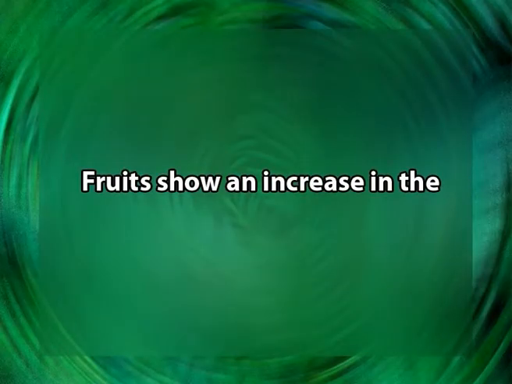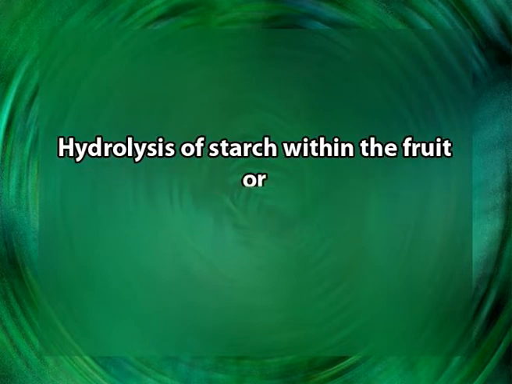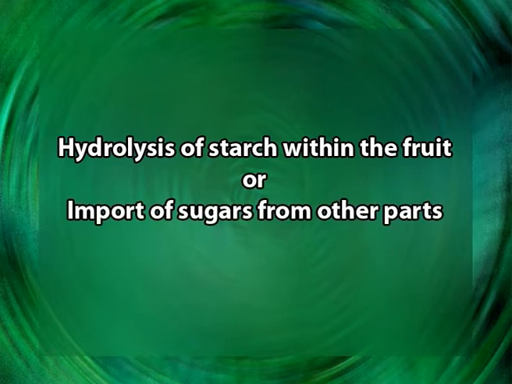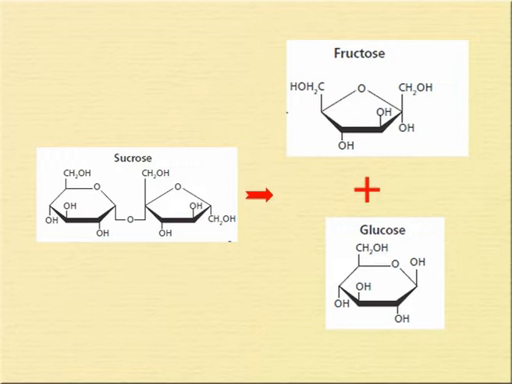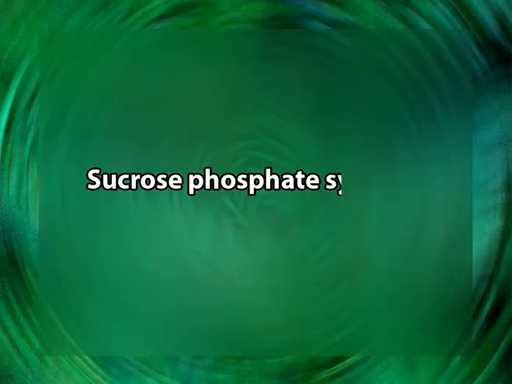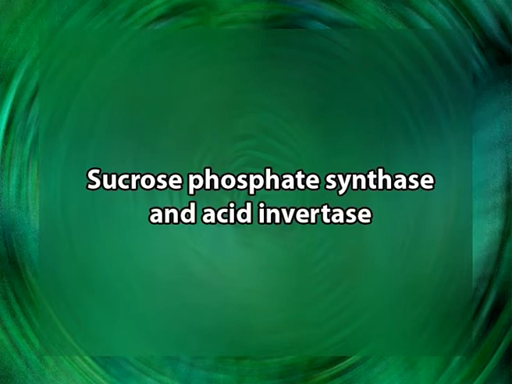During ripening, fruits show an increase in the concentration of sugars, either by hydrolysis of starch within the fruit or by continued import of sugars from other parts of the plant. Moreover, sucrose is hydrolyzed to hexoses, principally fructose and glucose. Activities of enzymes involved in starch and sugar metabolism, such as sucrose phosphate synthase and acid invertase, have been shown to rise in several fruits, and their messenger RNAs have been shown to be upregulated by ethylene.